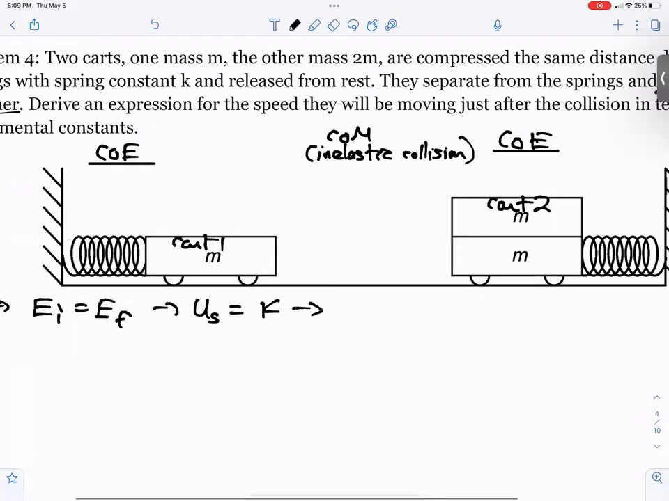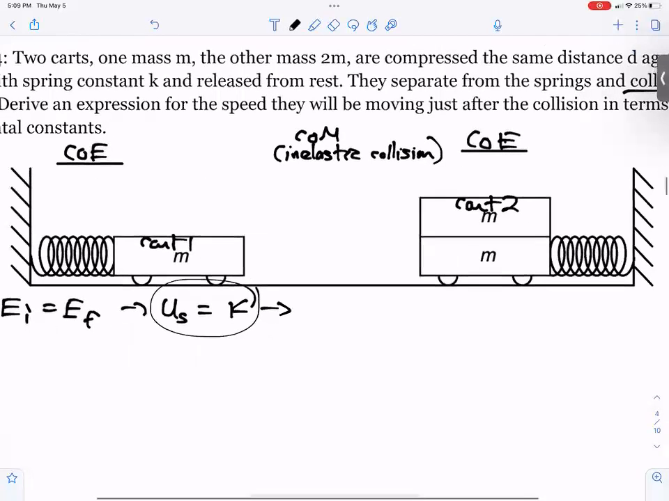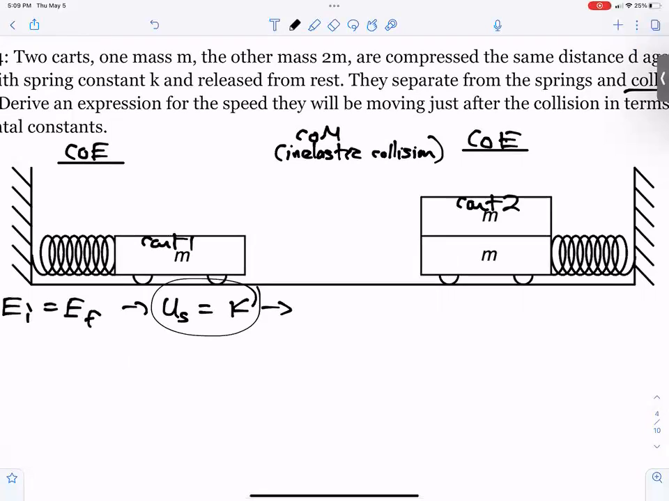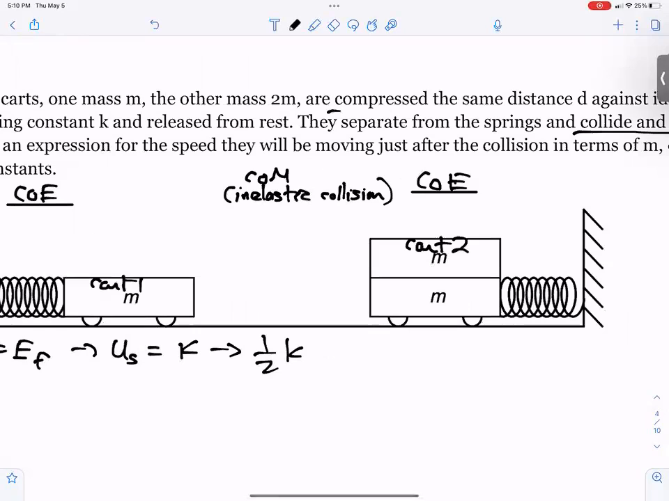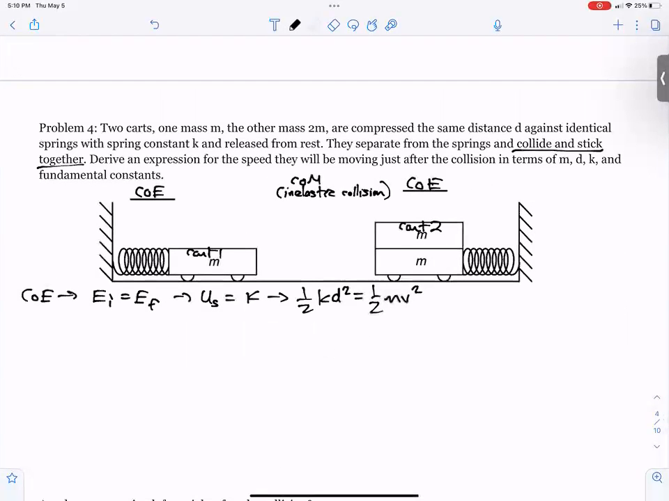Well, we can substitute for the actual equations for spring potential energy and kinetic energy, and we get 1/2 k. Normally, we would write 1/2 kx squared. However, we were told that the spring distance is d. So we're going to use that 1/2 kd squared equals 1/2 mv squared. Now, remember with the other problems we've done to this point, the velocity is the concept that connects these concepts. So be prepared to solve for velocity in most instances.